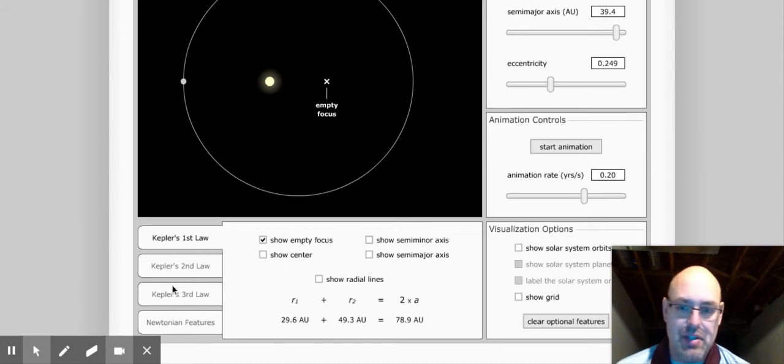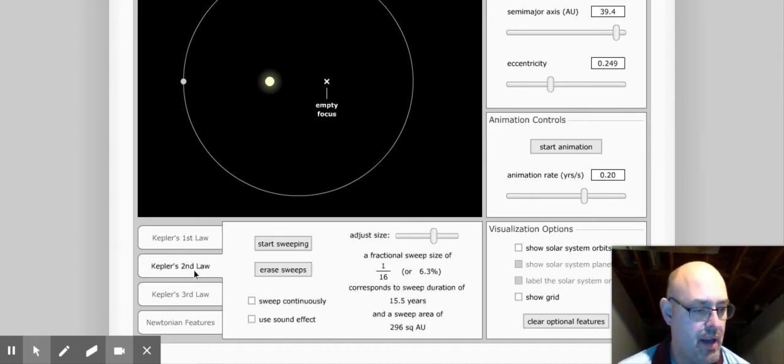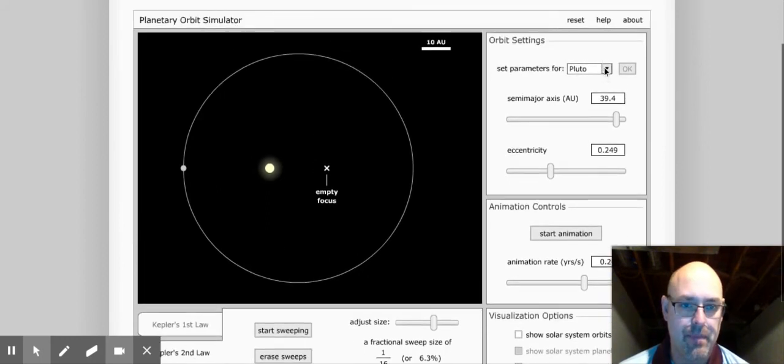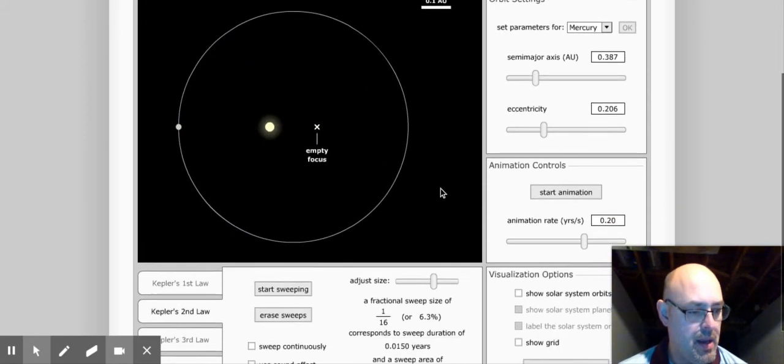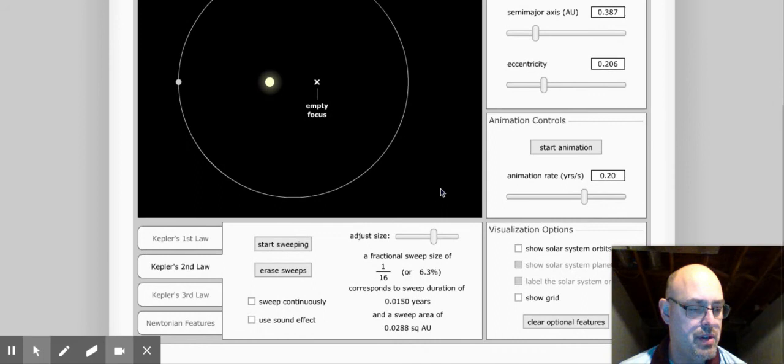All right, so Kepler's second law, equal area law. Now, I'm going to go back to Mercury. Click on Mercury and click OK. So I'm back to this orbit. Now, I'm going to click the Kepler's second law. Now, I'm going to click and say start sweeping.